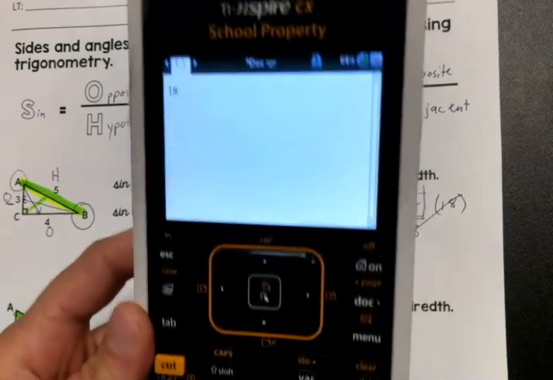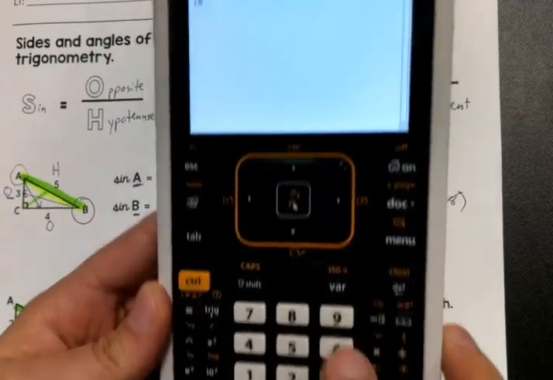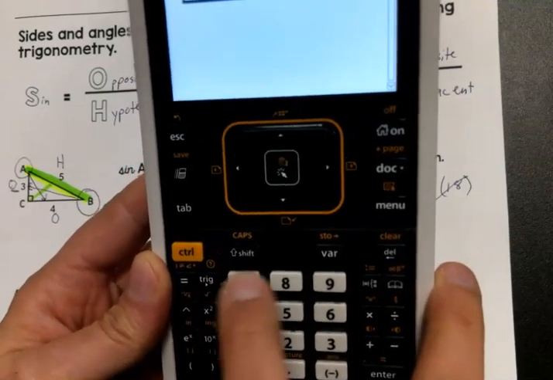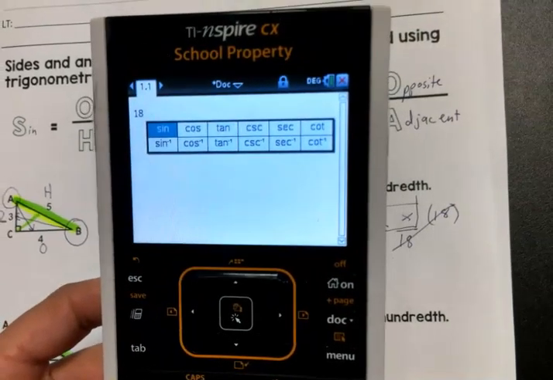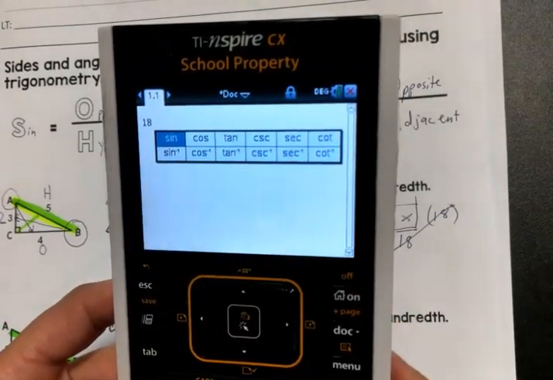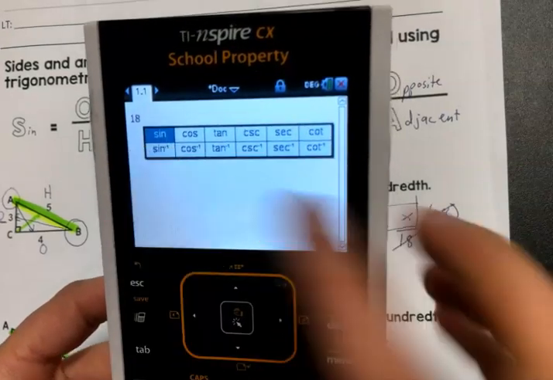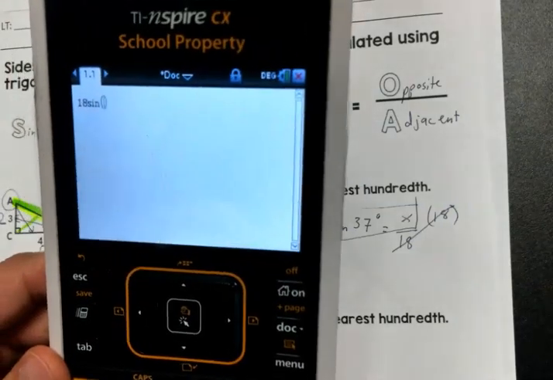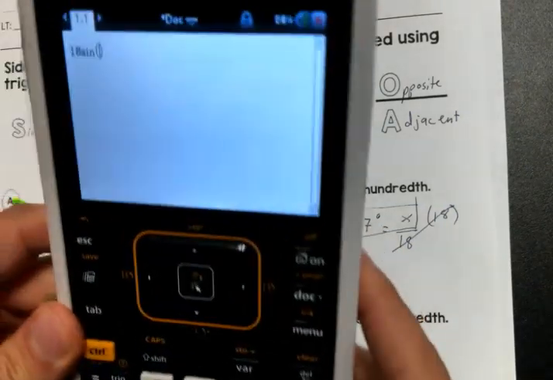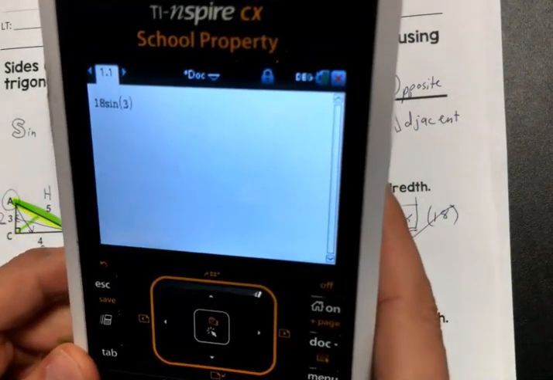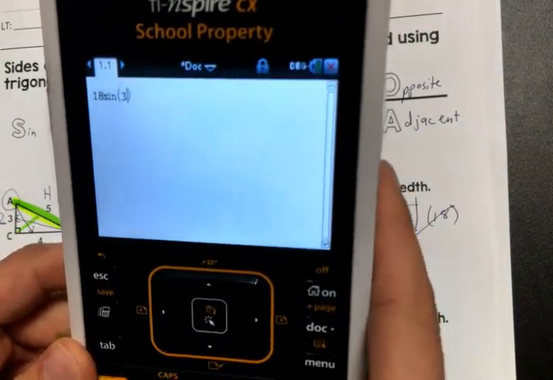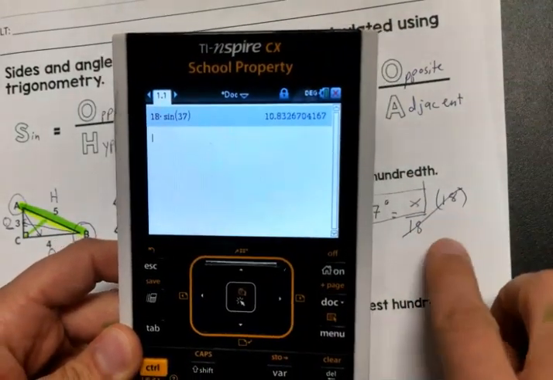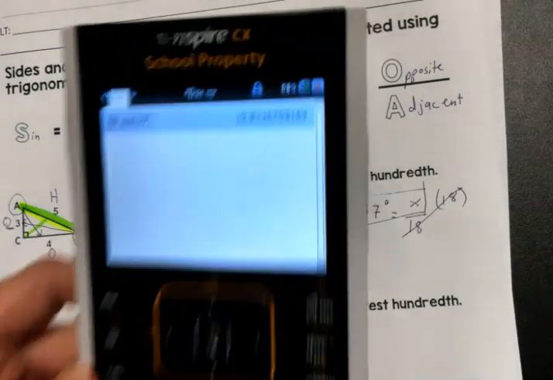So I'm going to go ahead and say 18, okay? And then to do sine, I have this trig button that's right next to the 7 button, right? I'm going to click the trig button. From the trig button, it's going to give me some options. So sine was the top option right there, and that's what I said I was going to do. So click that option, and then I put 37 degrees here. There we go. Okay. So overall, my side x should be 10.8 something.